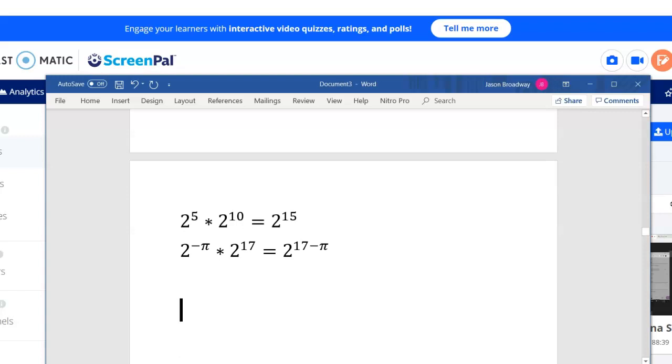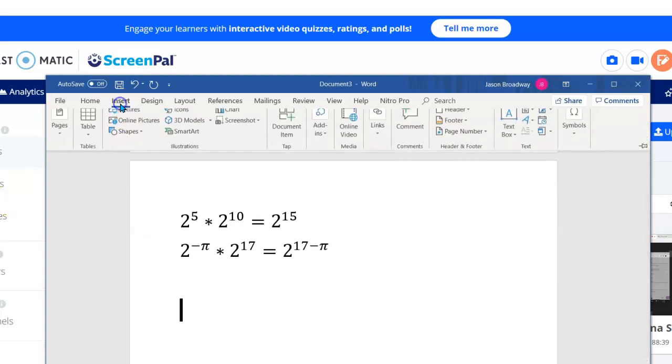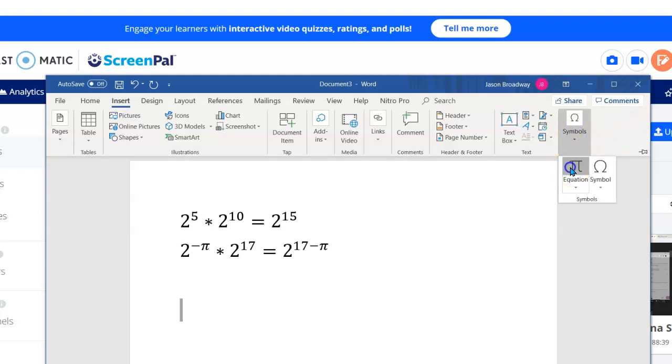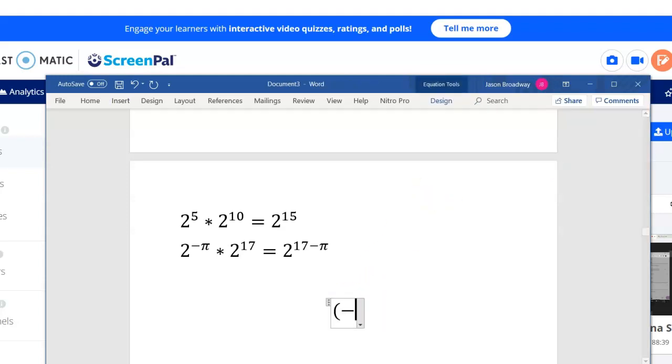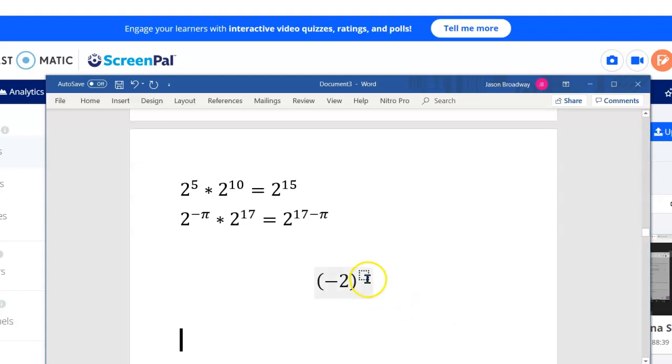Now, what about negative 2 for a base? If we use a negative for a base, say negative 2, you got to have parentheses. Well, first off, if you use a negative, you got to have parentheses around it. Notice for positive 2, we didn't need parentheses. Well, that's important, but that's not the main idea necessarily.